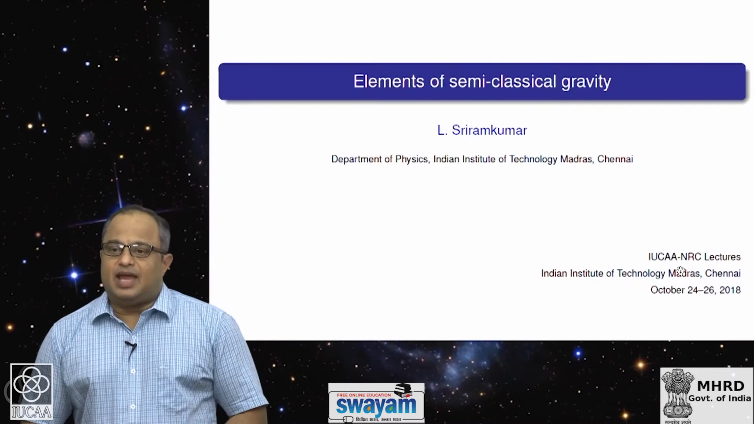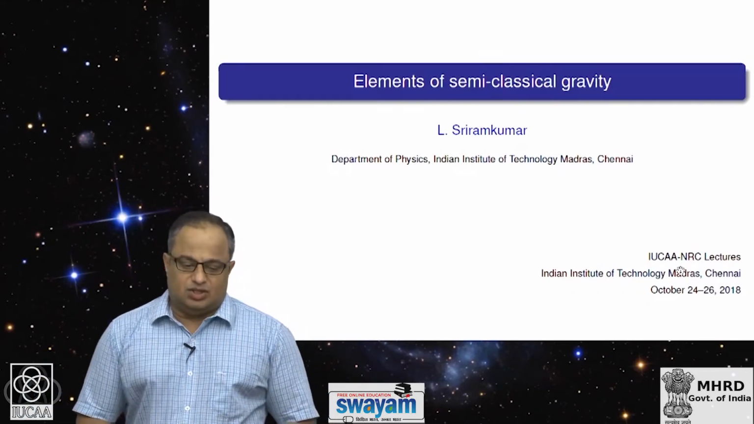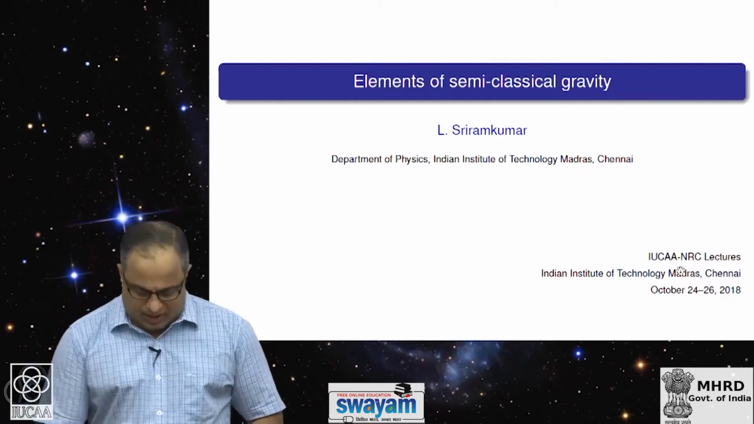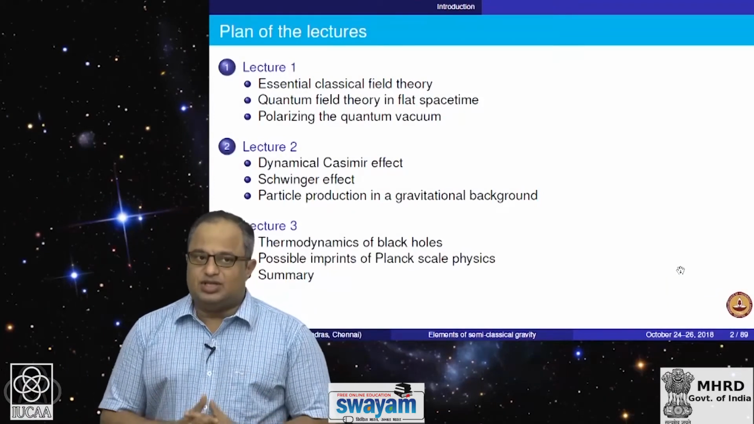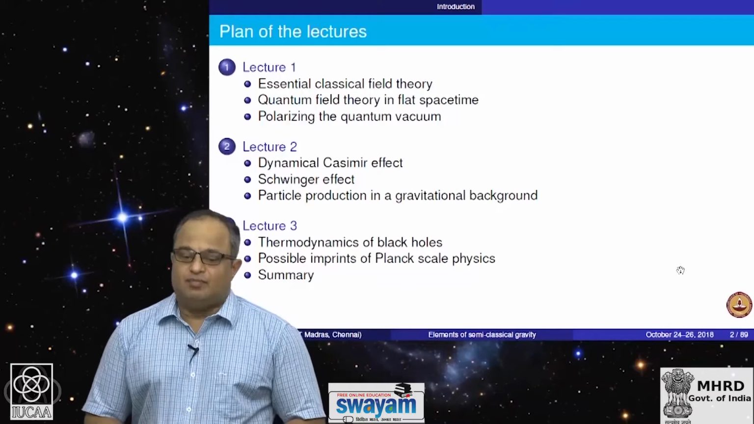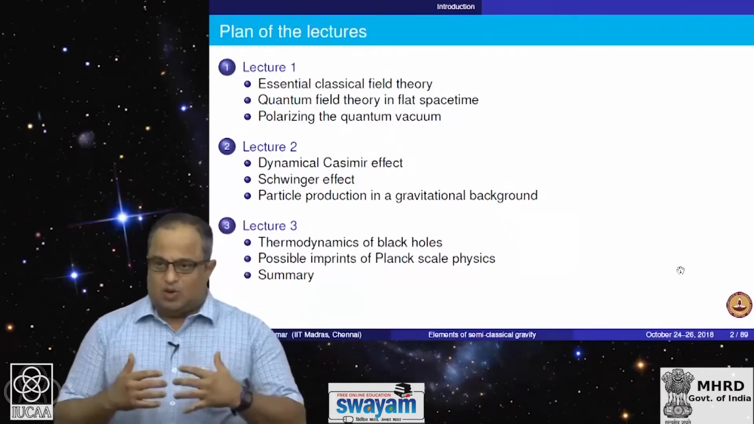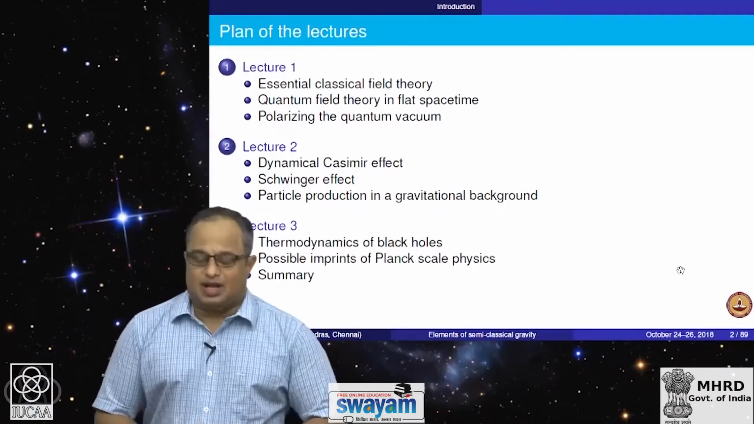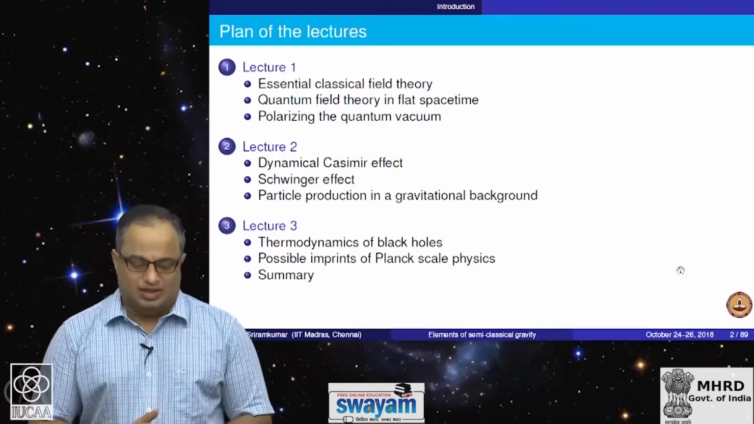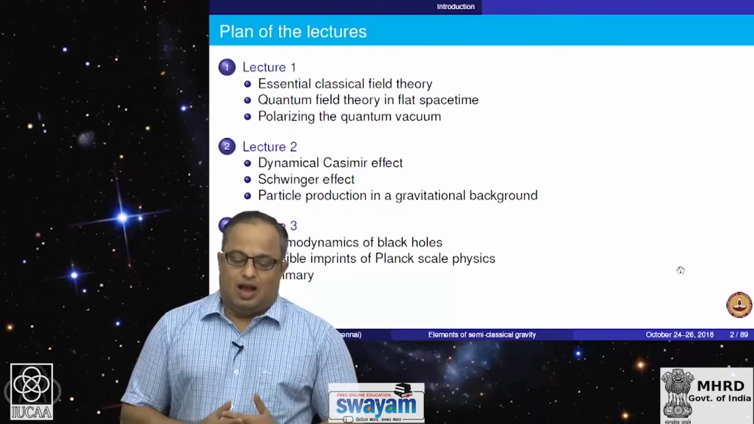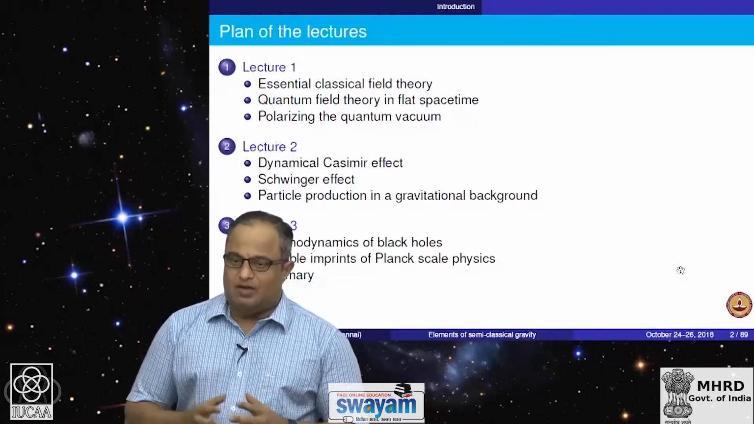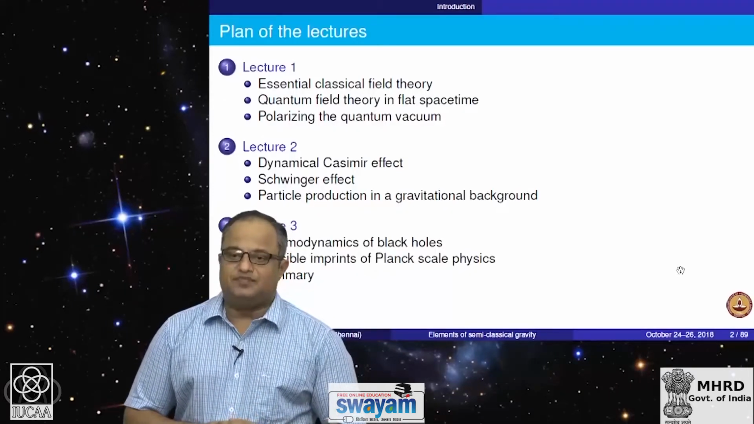This is the second of the 3 lectures on elements of semi-classical gravity. If you recall, we had talked about essential classical field theory and the corresponding quantization using the classical modes. We had focused on quantization in flat space time, and I had talked about a particular phenomenon called vacuum polarization.